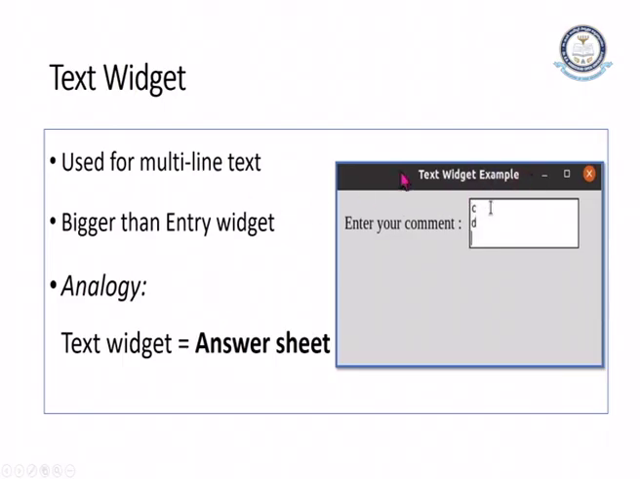Observe this image. This is an example of the text widget. Observe here, you can enter the data like this. A, B, C, D, not only a single character, as per your requirement you can enter any text. As I covered, this is used for multi-line text, and it is bigger than the entry widget. A simple analogy or example is just like an answer sheet. The student might write n number of lines. With the help of that example you can understand this text widget. So this is about widgets.